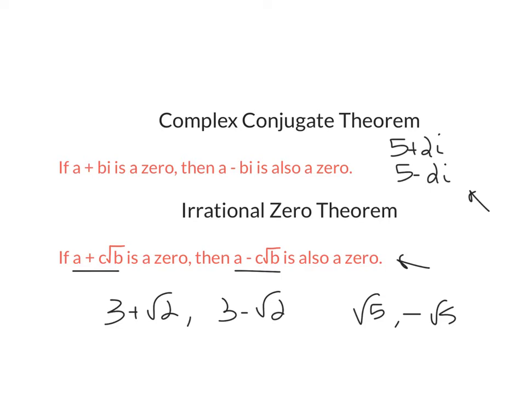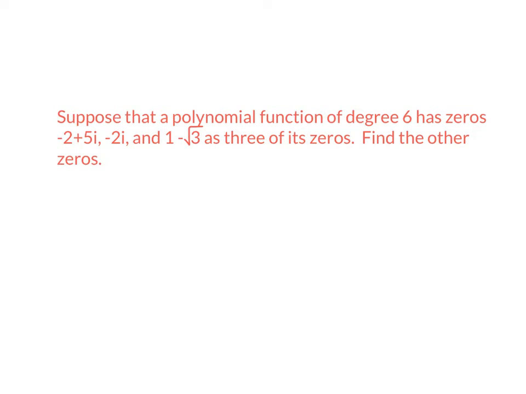All right, suppose that a polynomial function of degree 6 has zeros negative 2 plus 5i, negative 2i, and 1 minus square root of 3 as 3 of its zeros. Find the other ones. So, like we just said, they always come in conjugates. If negative 2 plus 5i is a 0, so is negative 2 minus 5i. If negative 2i is a 0, positive 2i is a 0.